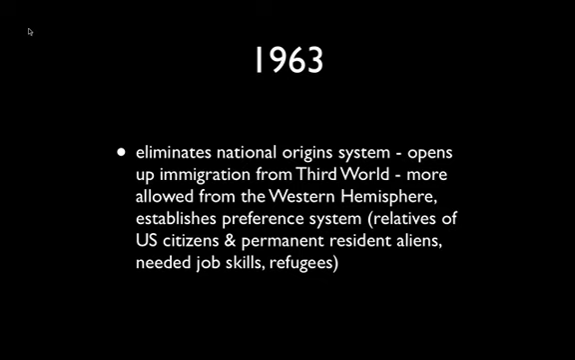In 1963, we get rid of the national origin system. So we get rid of this whole quota thing where you have to match the number of people from Ireland or Germany that are coming over, and it opens it up to more third world countries. More people are going to be allowed from the Western Hemisphere. It's going to give preferences to relatives of U.S. citizens and permanent resident aliens. Also, it's going to give preference to skills that we need in our country, so immigrants that have a skill set, and refugees. And this actually should say 1965.